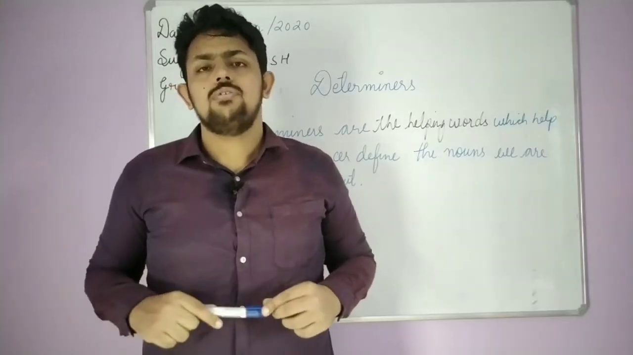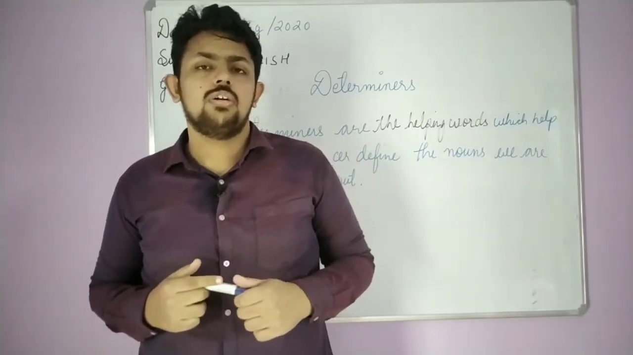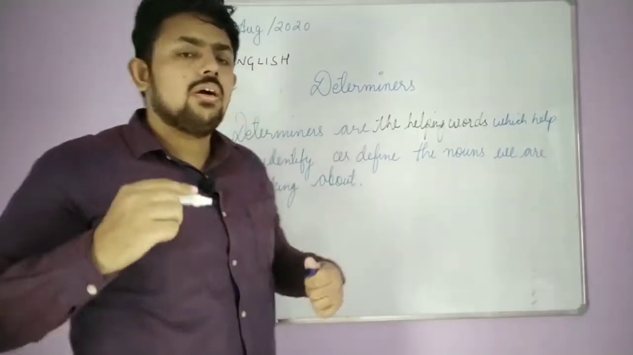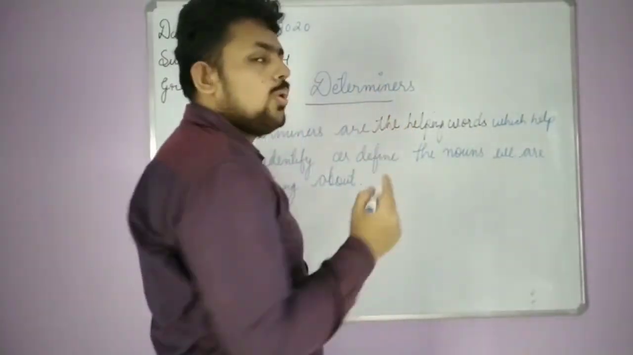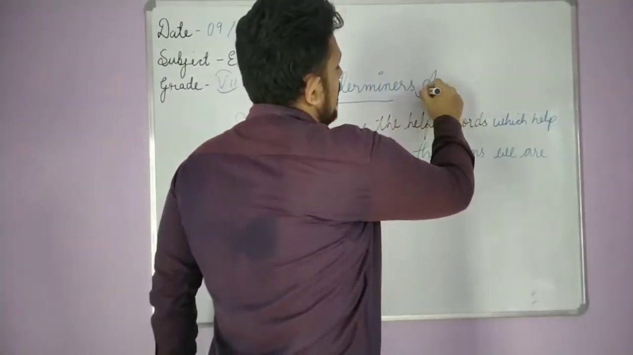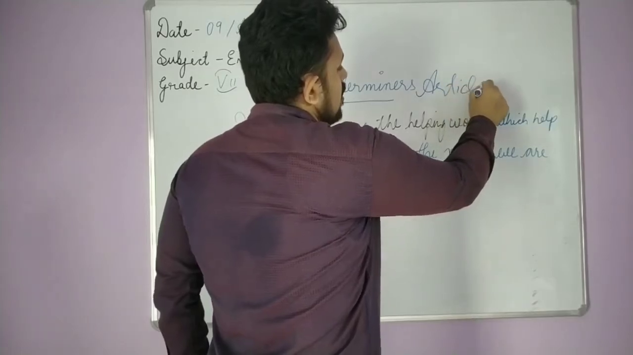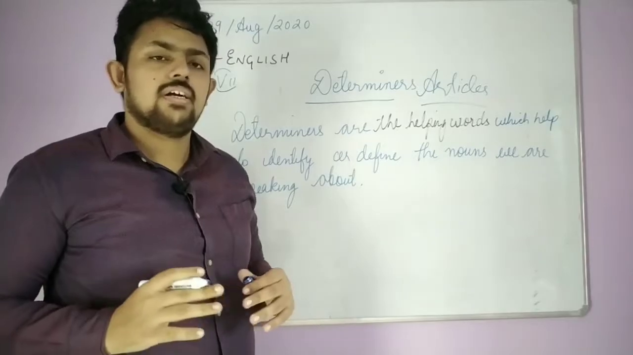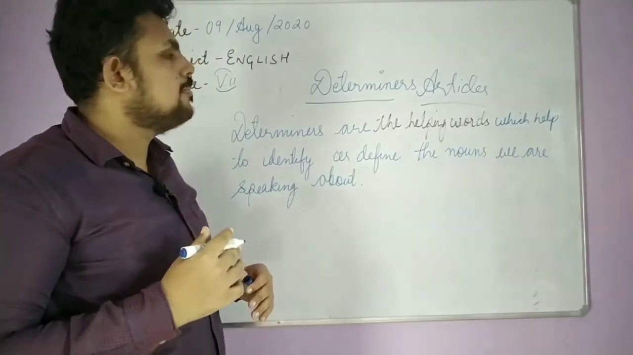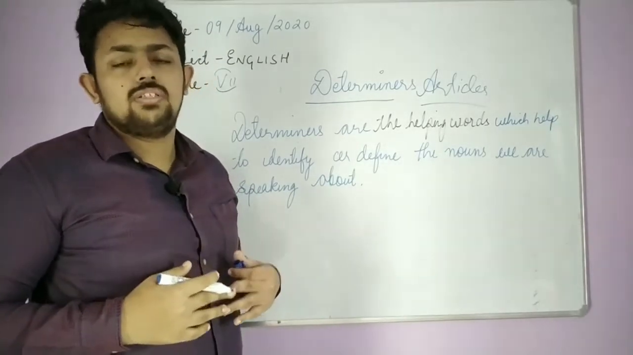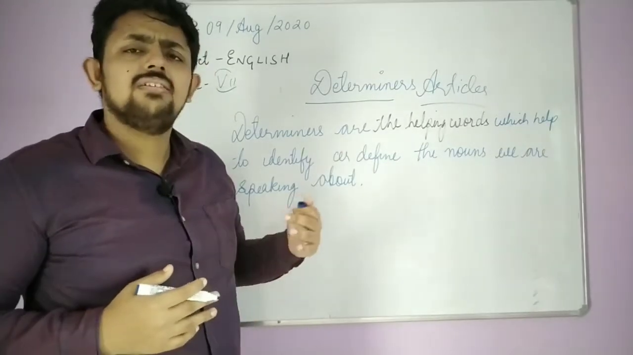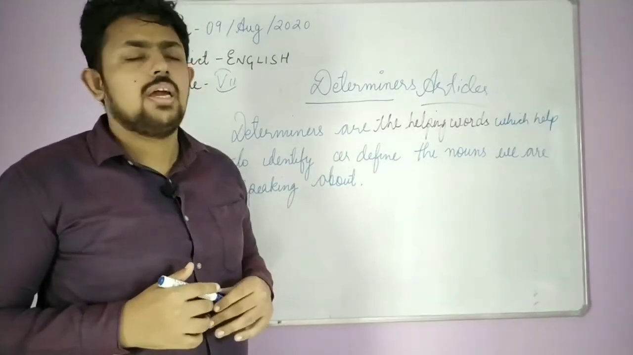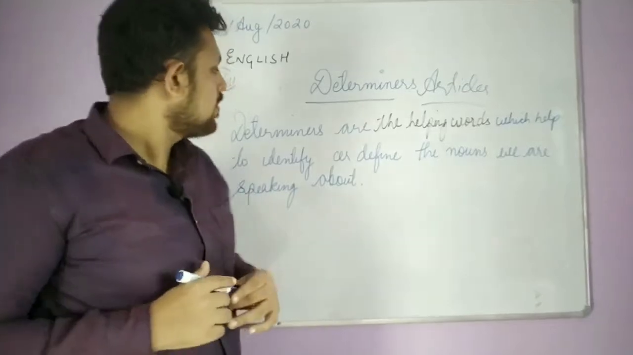There is a confusion about determiners. When we hear the word determiners, we relate it with articles. We get confused that determiners are articles only, but that is not the case. Determiners is a very vast topic, and articles are a part of determiners. So what are determiners?